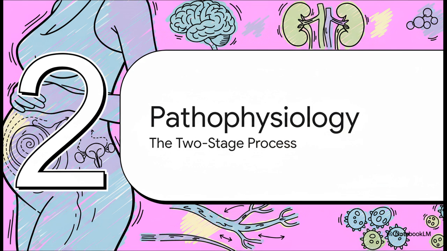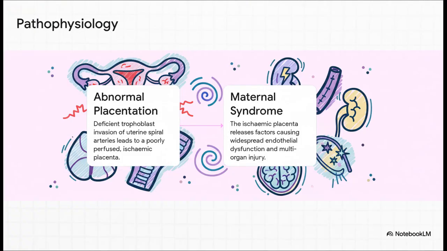To really manage preeclampsia well, you have to understand that at its heart, it's a disease of the placenta. The maternal symptoms we see are just the end result of this underlying placental problem. The pathophysiology is a classic 2-stage process. In stage 1, you get abnormal placentation. The trophoblast cells just don't properly remodel the uterine spiral arteries. This creates a high-resistance, poorly perfused, and ischemic or oxygen-starved placenta. Then comes stage 2. This unhappy placenta starts releasing anti-angiogenic factors into the mom's circulation, and that causes widespread endothelial damage and the multi-organ syndrome that we recognize as preeclampsia.